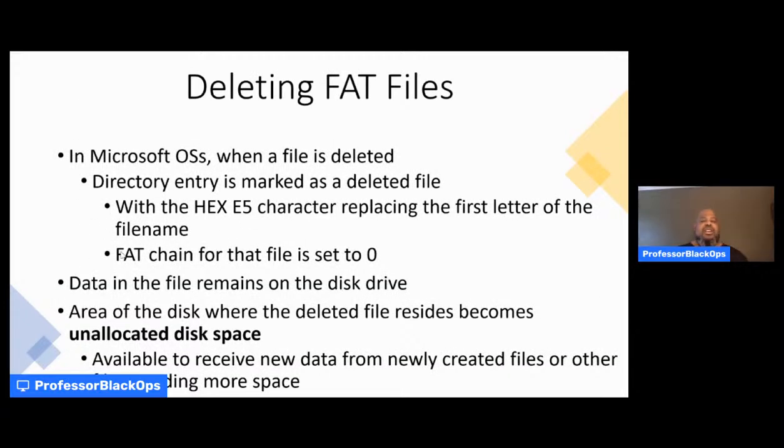So when you delete those files, the directory entry is marked as deleted, with a hex file character replacing the first letter of the file name. The file chain for the file is set to 0. The data for the file remains on the disk. The area of the disk where it was deleted becomes unallocated disk space, available to receive new data from newly created files or other files needing more space.